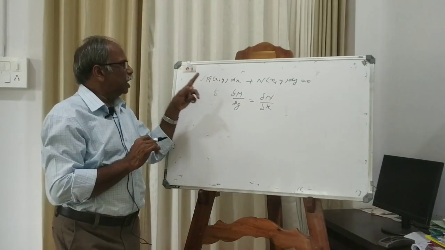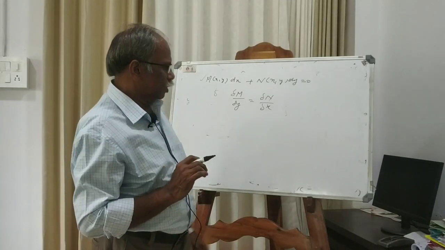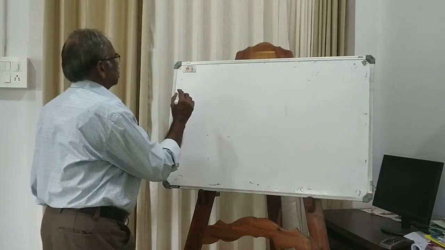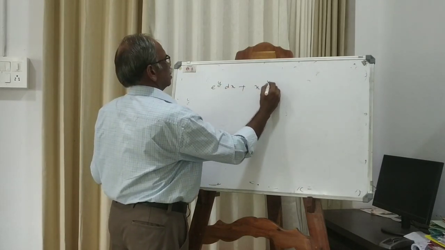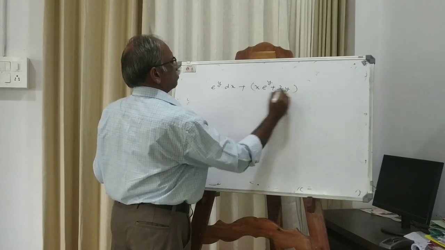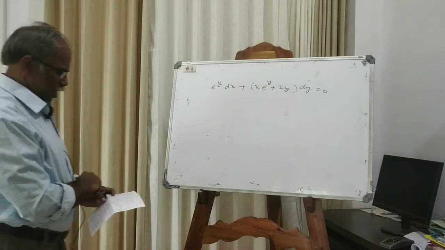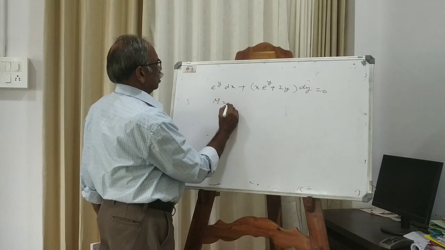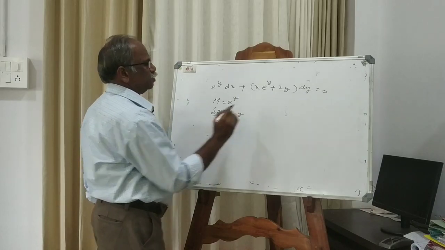So, a differential equation M(x,y) dx plus N(x,y) dy equal to 0 is said to be exact if partial dM by dy is equal to partial dN by dx. An example, consider this differential equation: e raised to y dx plus (x e raised to y plus 2y) dy equals 0. Here the value of M is e raised to y, and we differentiate this with respect to y. So, that is the same as e raised to y.